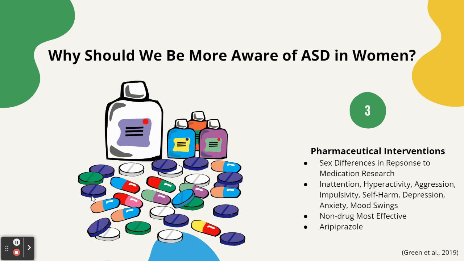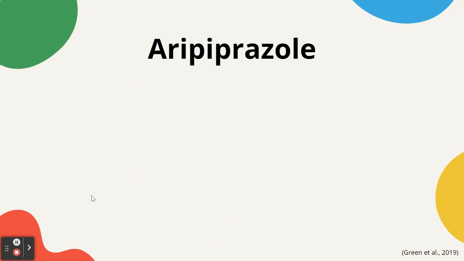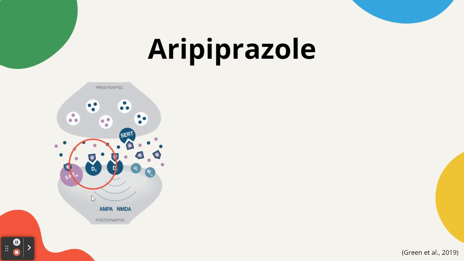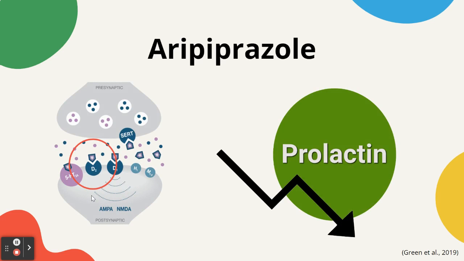Another thing that is important to mention is that the most effective treatment for ASD, or autism, is behavioral intervention and not medications. Although, a medication that is approved by the FDA and used for treating irritability in children and adolescents with ASD is aripiprazole. Now, aripiprazole is an antipsychotic that activates the dopamine 2 receptor, which can decrease prolactin levels. Most other antipsychotics used normally block the dopamine 2 receptor, which can cause an increase in prolactin levels.